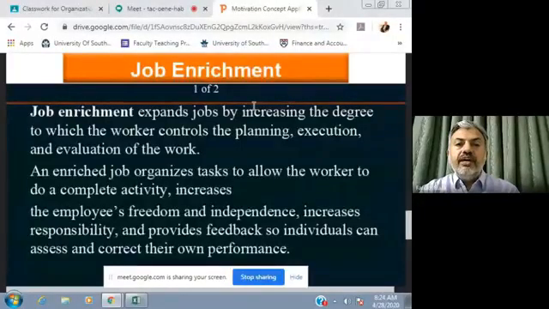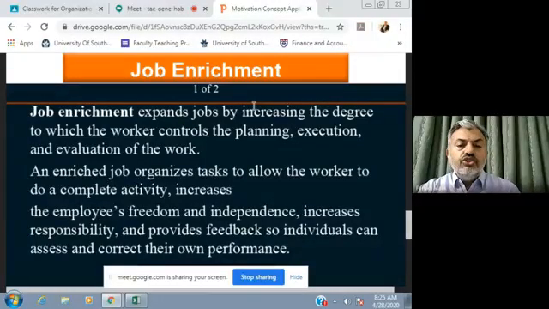Same kind of a job that he or she is doing. If they're working in a laboratory and they have to test blood samples, so all the day from morning till evening they are testing blood samples, right? How are you going to enrich their job?